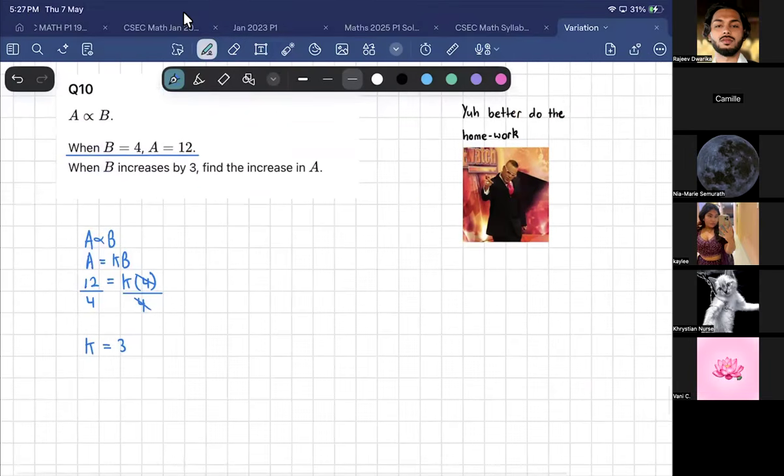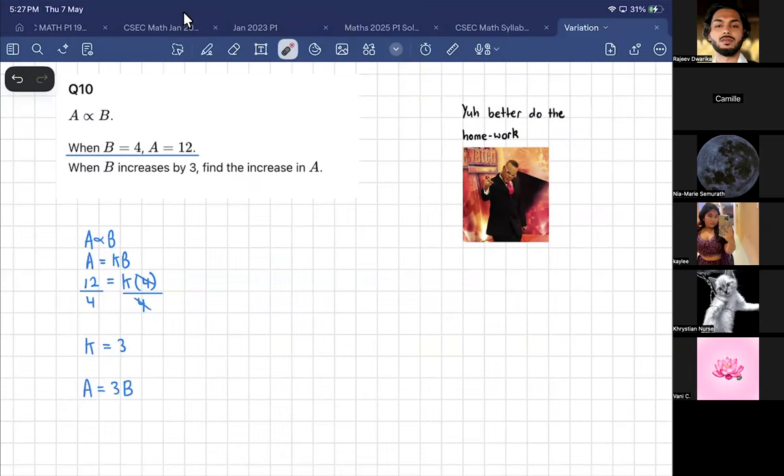So the next step is to write your complete equation. So you see, we know what K is. K is 3. So now I could say that A is equal to what? A is equal to 3B. Yeah, 3B.